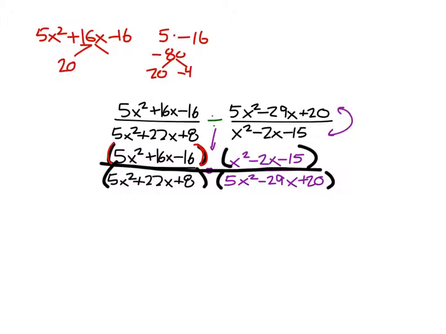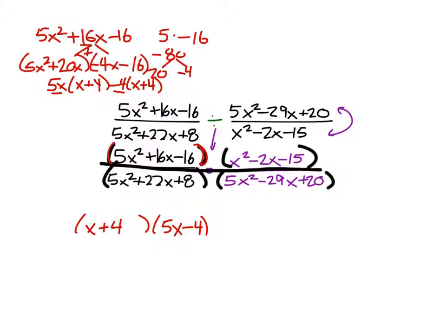So 16x becomes 20x minus 4x. And this is our new expression. We're going to factor this by grouping these two parts. And from the 5x squared plus 20x, I can factor out a 5x. And from the negative 4x plus 16, I apologize, that was minus 16. I can factor out a negative 4, which leaves me with x plus 4 now. And from there we can factor out the x plus 4, which leaves us with the 5x minus 4 in the other set of parentheses. So I'm just going to write that down here as the factored form of that expression.